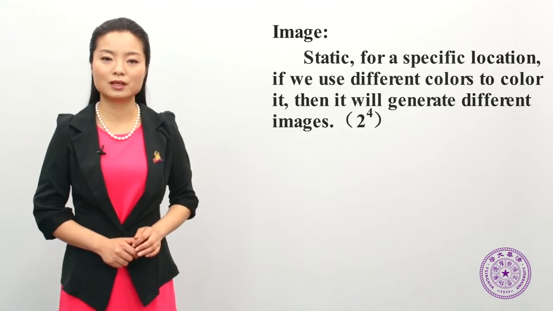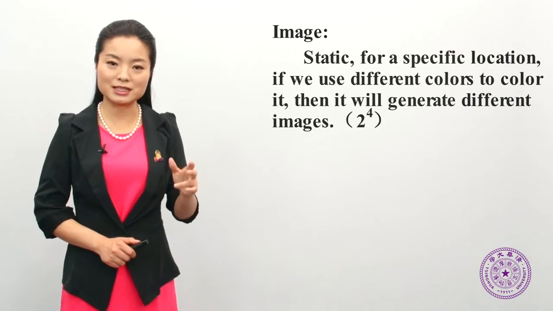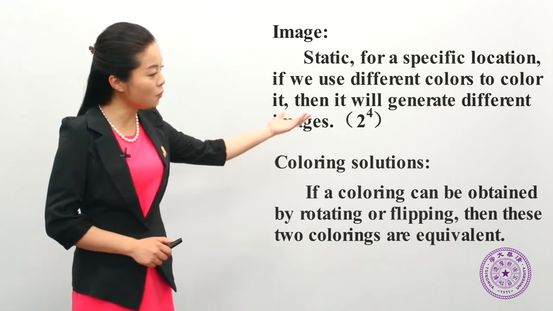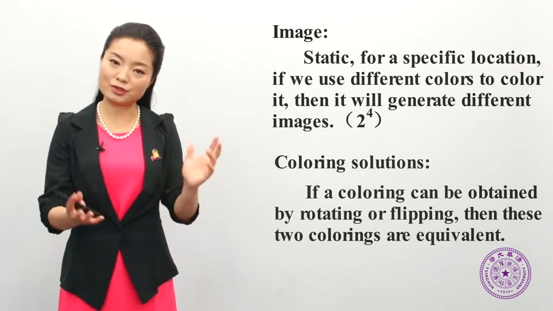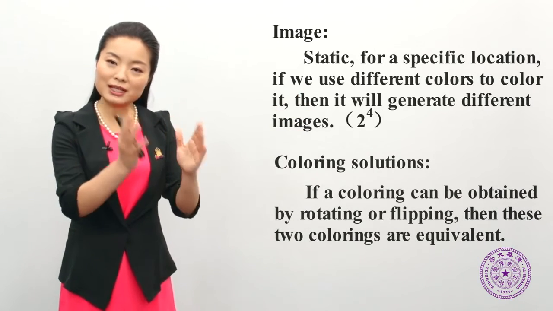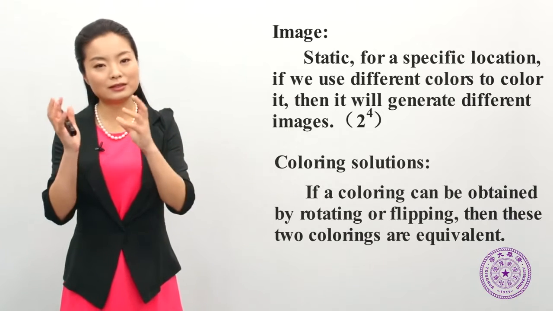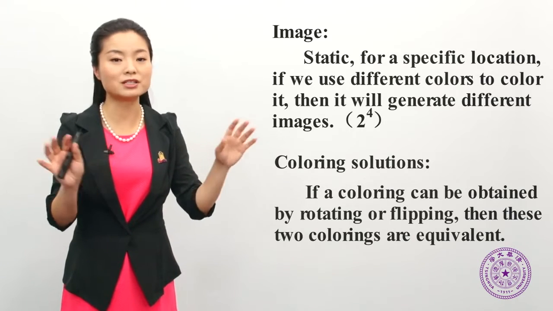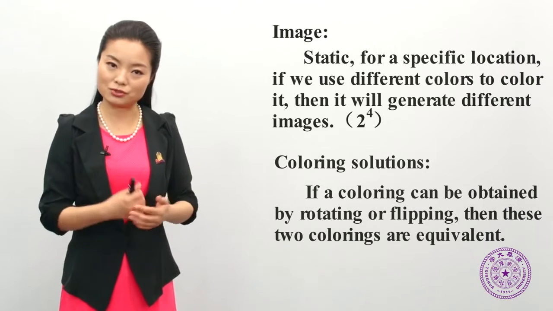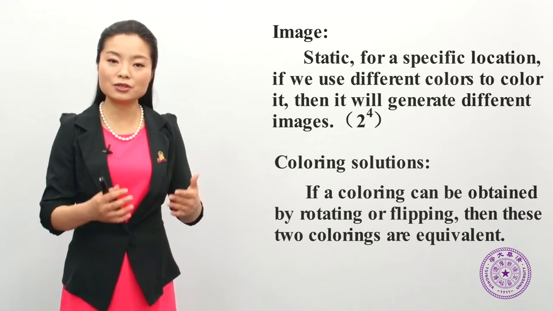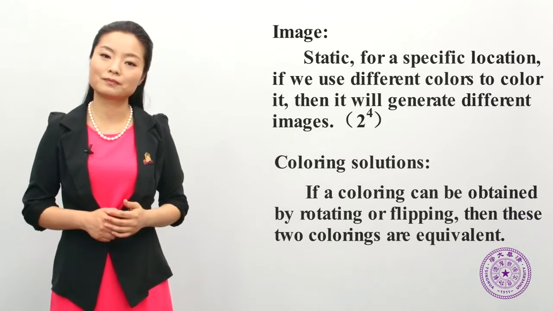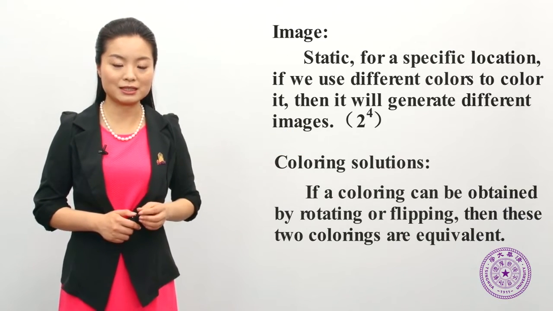But what are we looking for? We're looking for a construction, which corresponds to a coloring solution. That means if through external force we perform a movement, for example rotation and flipping, originally through a movement it may produce another image. Then these two images we consider equal. What are we asking for? We are asking for the number of different equivalence classes. Then how many coloring solutions are there?